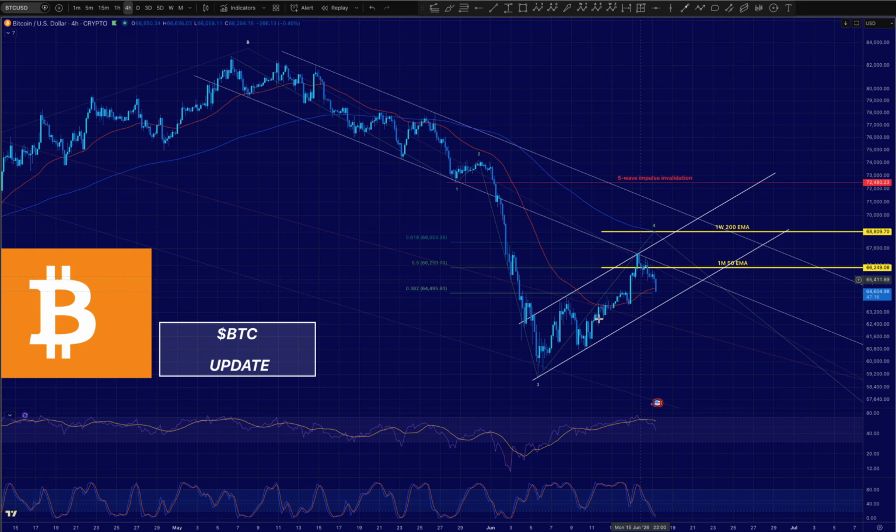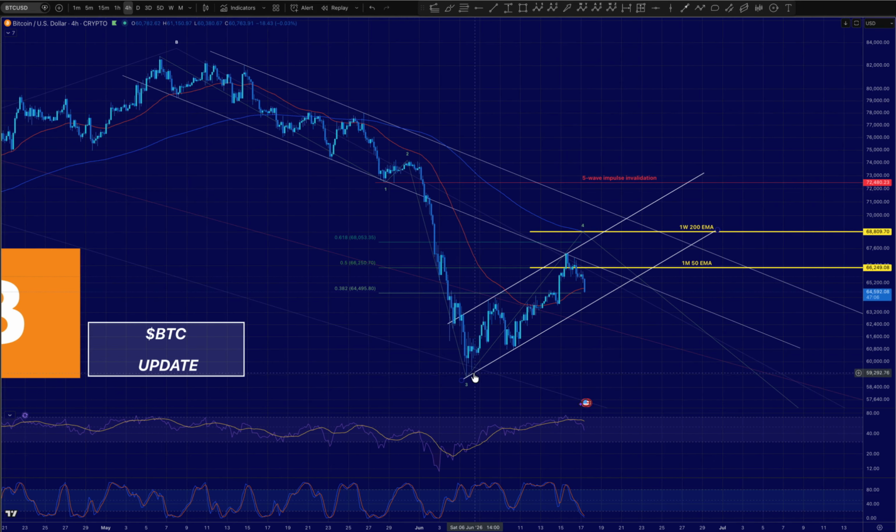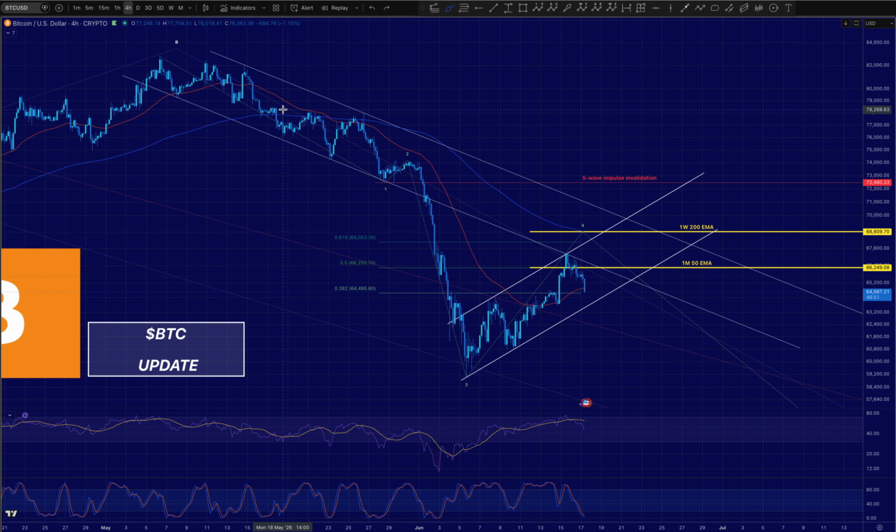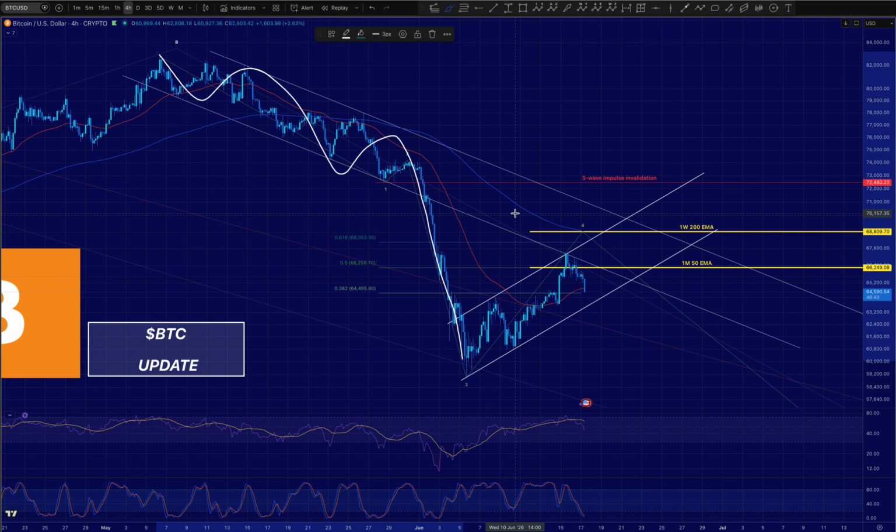Looking at this structure only further confirms that. Why? Well, because this is a corrective structure. Okay, if this was a bullish structure, the only way this becomes bullish is if Bitcoin can turn this corrective structure into a leading diagonal. This would mean that we somehow got a 3-wave ending diagonal in this move.